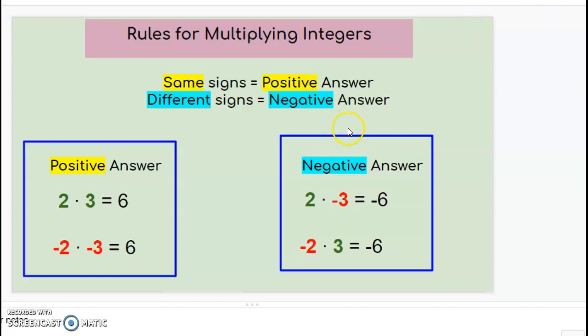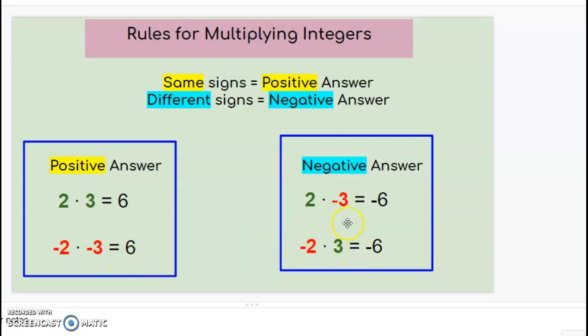So 2 times 3 is 6, just like you did in 3rd grade, okay? Similarly, a negative 2 times a negative 3 is also a positive 6, because remember we said that when the signs are the same, the answer was positive. So a negative times a negative is a positive. That's the trickiest one. A negative times a negative is a positive. Say it with me. A negative times a negative equals a positive. One more time.